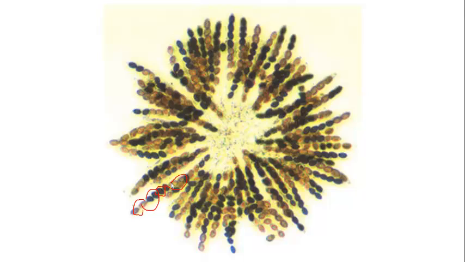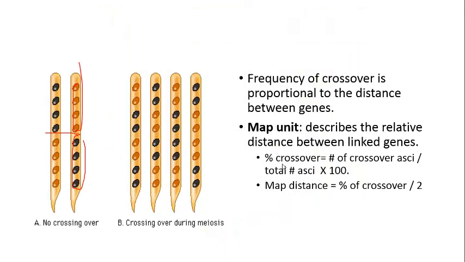You're going to take the total showing crossing over, and you're going to divide that by the total number of asci, multiply that number by 100, and that's going to give you the percent crossing over. We know that the percent crossing over, or the frequency of crossing over, is directly proportional to the distance between two genes. When two genes are further apart, the frequency of crossing over is going to increase. When two genes are close together, the frequency of crossing over is going to decrease.